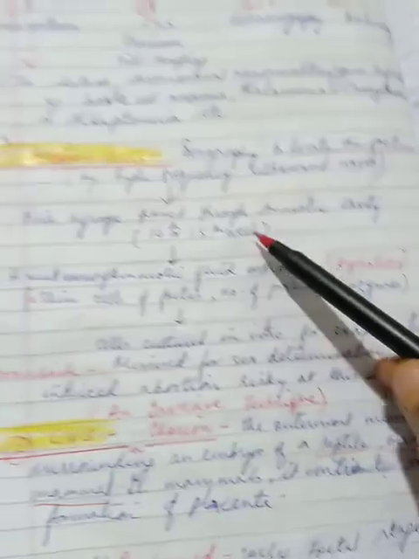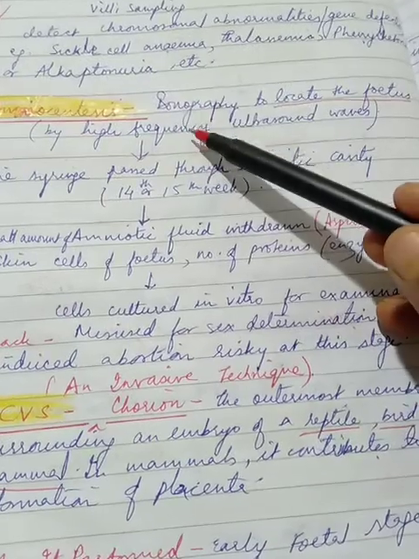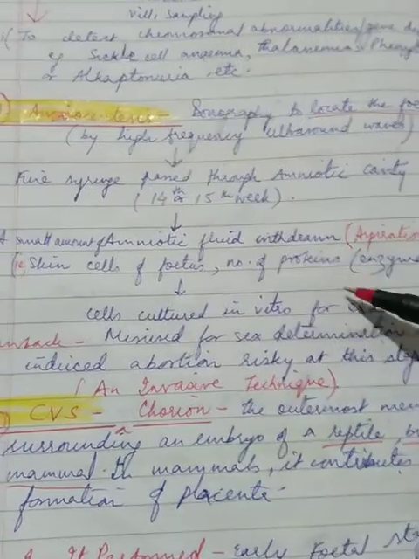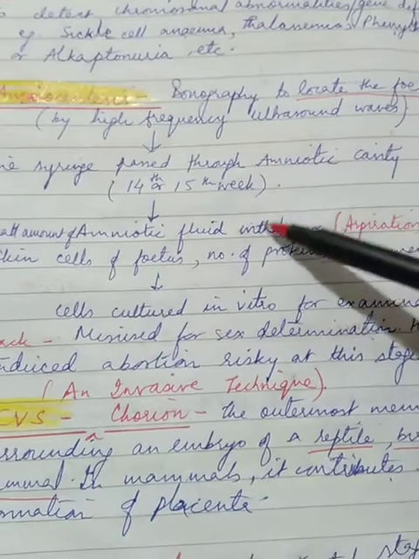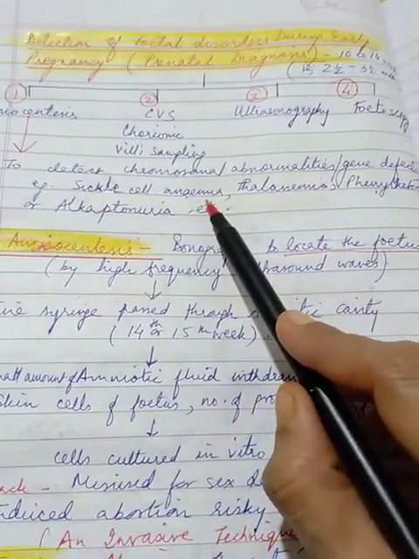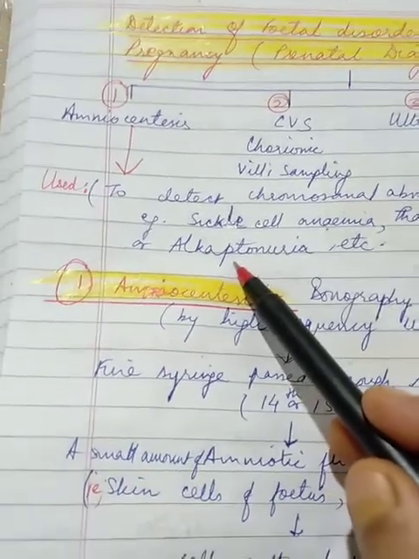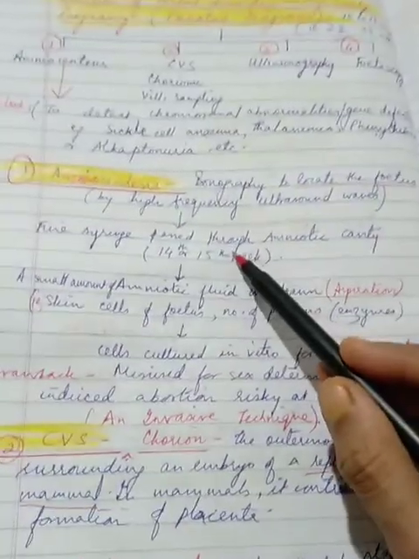Amniocentesis, by definition, is aspiration, that is sucking out or drawing out of amniotic fluid that is surrounding the fetus. Now, this is used to detect sex-related abnormalities or congenital defects or syndromes, and the defects can be abnormalities like sickle cell anemia, thalassemia, phenylketonuria, we also call it PKU, and alkaptonuria, right? So amniocentesis can be used to diagnose any of these. Let us see how it is done.